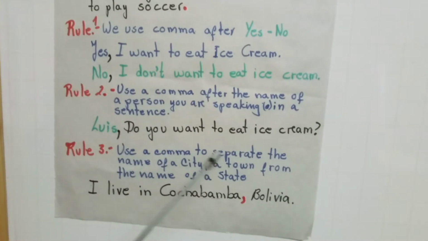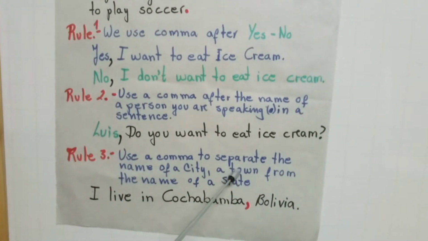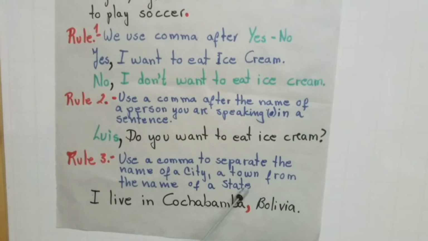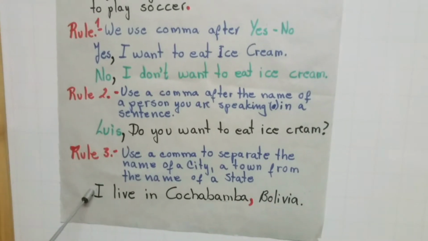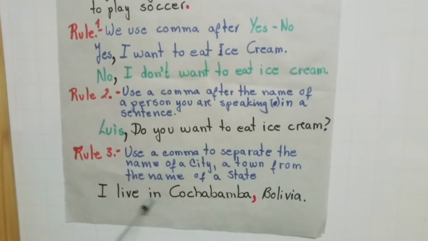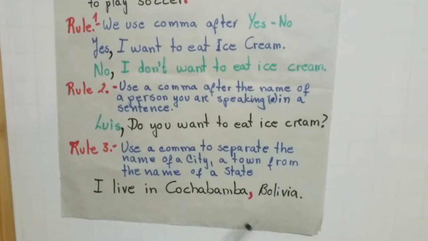And rule 3. Use a comma to separate the name of a city or town from the name of a state. Here we have an example. I live in Cochabamba, comma, Bolivia.